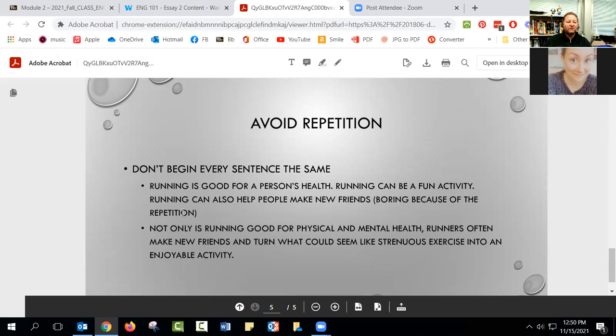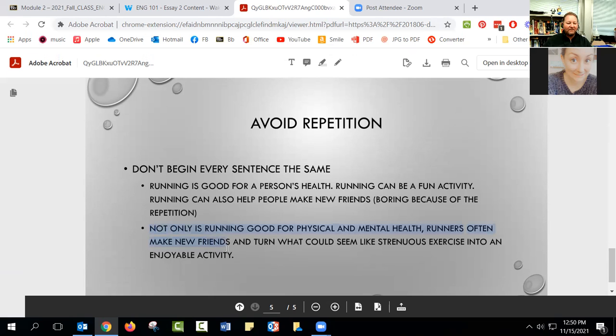And this one does both kinds of repetition. Running is good. Running can be. Running can also, right? I use the same word, running, running, running, and I use the same sentence structure, right? I begin with my subject, running, every single time, right? And it's boring, right? No one wants to read a whole essay that's written this way.